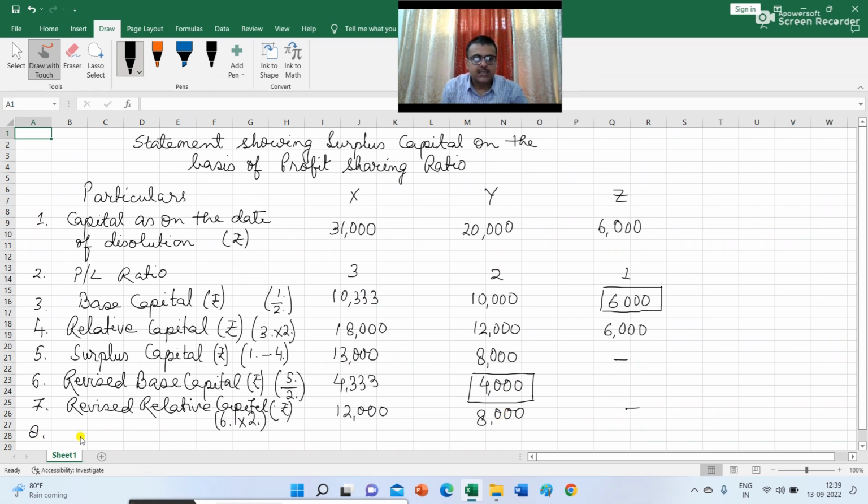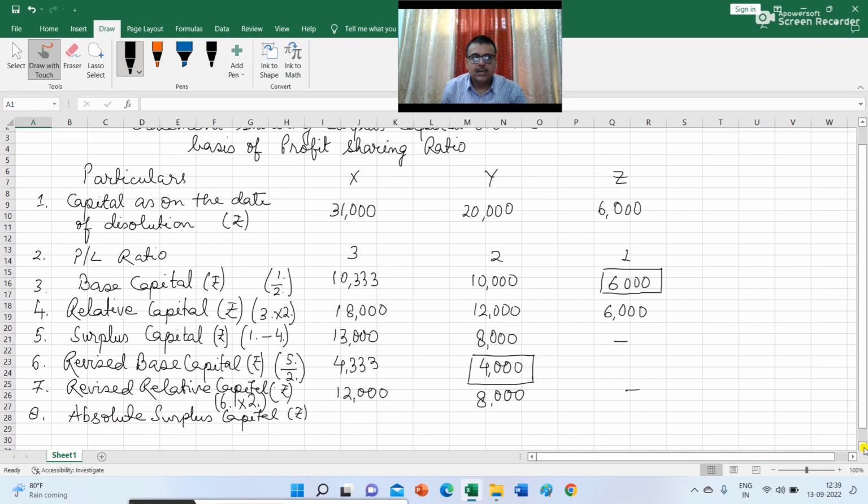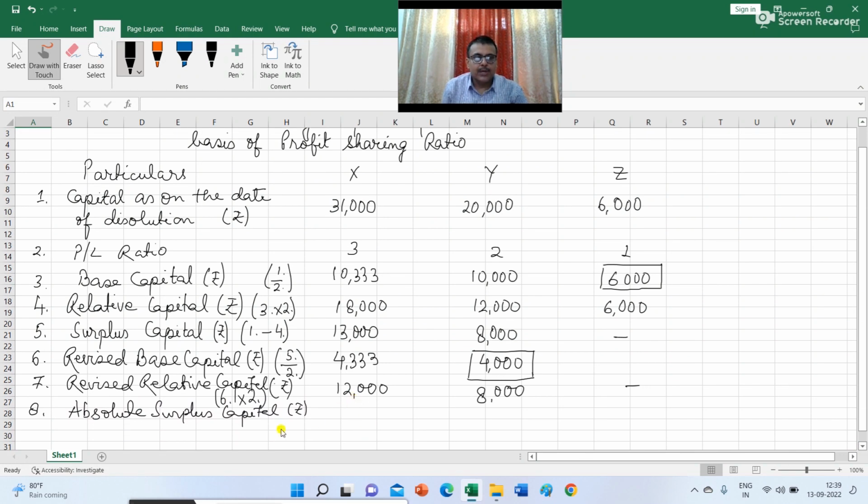So last point is the absolute surplus capital. Now this is computed by subtracting point number 7 from point number 5. So point number 5 minus point number 7. So 13,000 minus 12,000 is rupees 1,000 and 8,000 minus 8,000 is nil. So the absolute surplus capital is rupees 1,000.